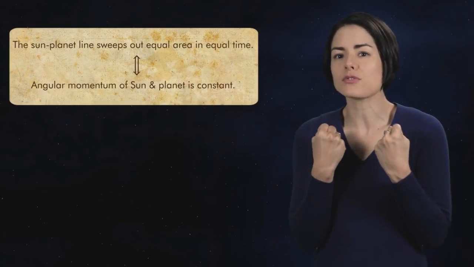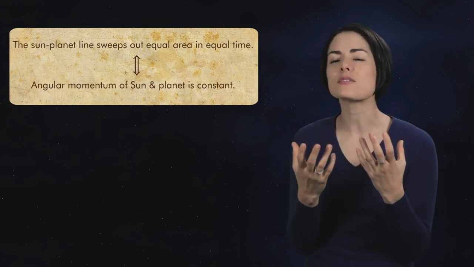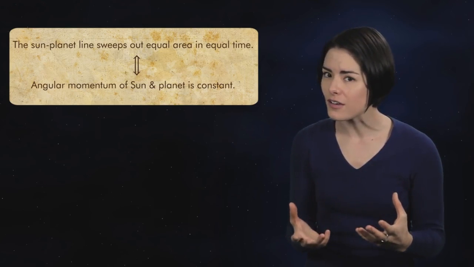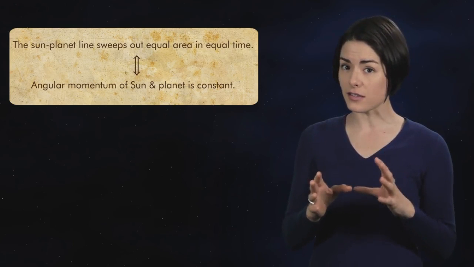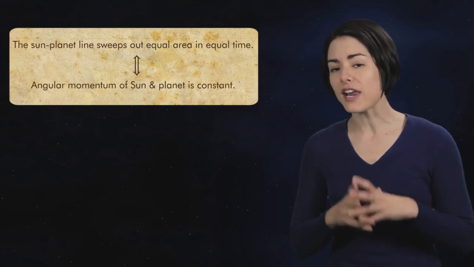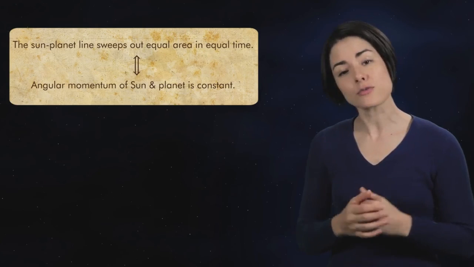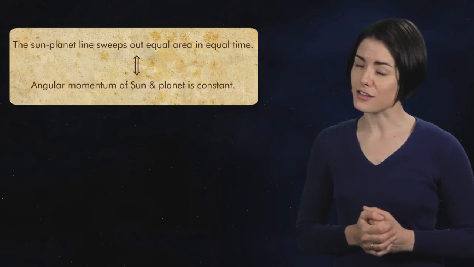This implies a trade-off between the distance at which Mars orbits and its velocity, like Kepler noticed. Just as an ice skater spins faster after pulling her arms closer to her body, Mars has to move faster when it gets closer to the Sun. Kepler's statement that the area swept out by the Mars-Sun line is constant is equivalent to the statement that angular momentum is a constant as well. That is to say, that it's conserved.